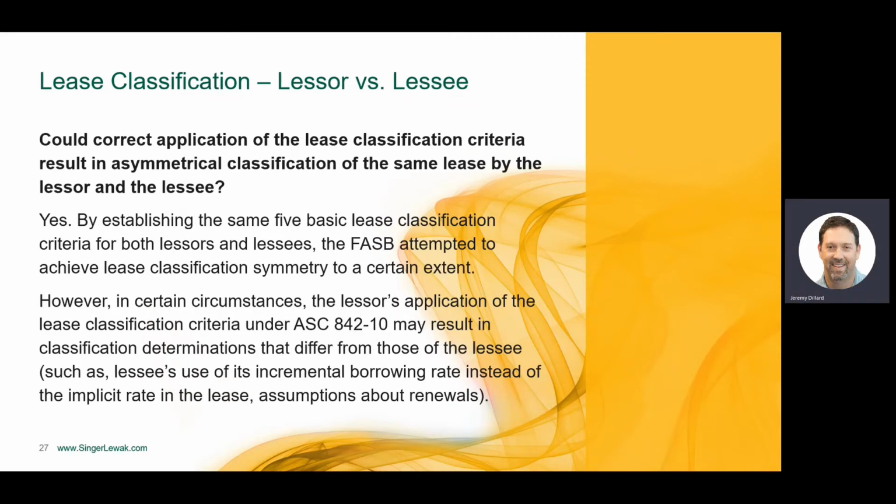Another issue raised to the FASB was about mirror accounting treatment. That is, can the lessee and lessor have different accounting treatment for the same lease agreement? The answer is yes. This is because there are some assumptions and other judgment calls made in applying ASC 842 to a lease agreement. For example, the lessee may not know the implicit rate in the lease and use the incremental borrowing rate that's significantly lower, resulting in a much higher present value amount.